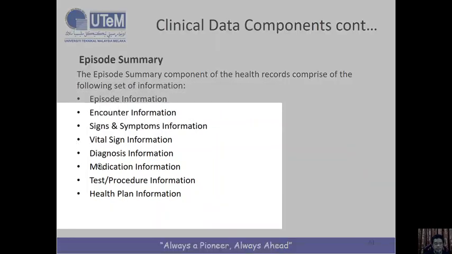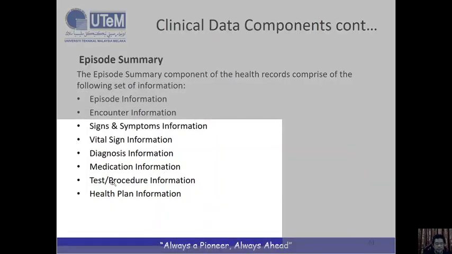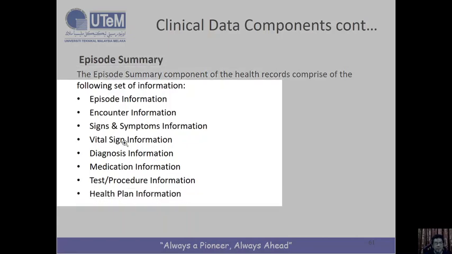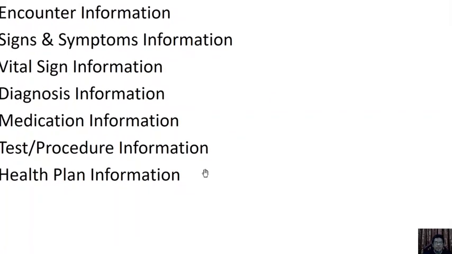If you got a test for that visit, the test and procedure information needs to be entered. Health plan: plan means, let's say you have a heart problem and the doctor plans for you to enter a stop smoking program. So this is health plan. Your symptoms, your vital signs, what is your weight, height, your temperature. So this is under vital sign. Okay.